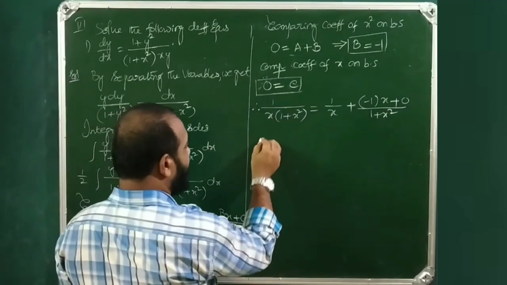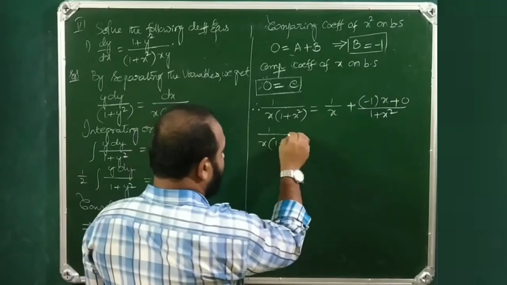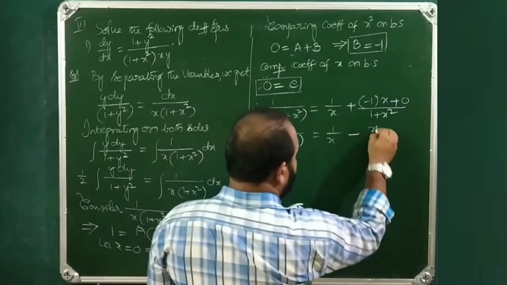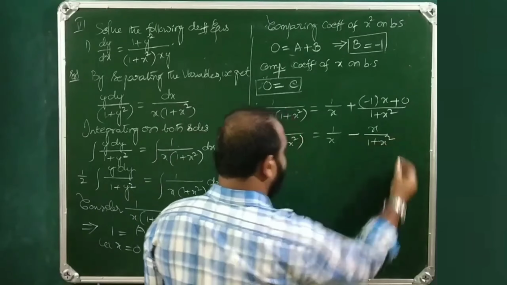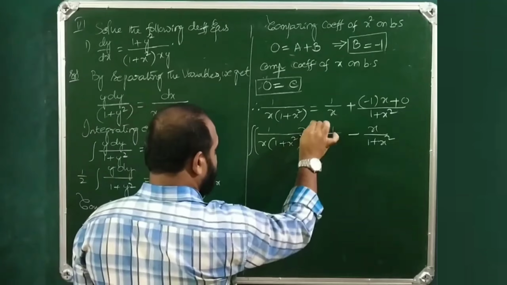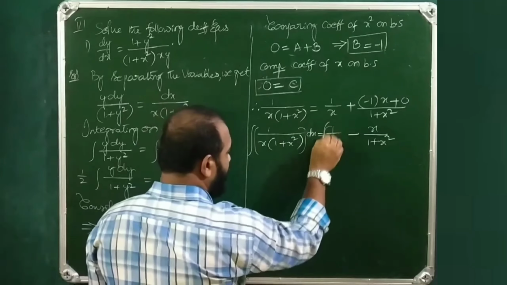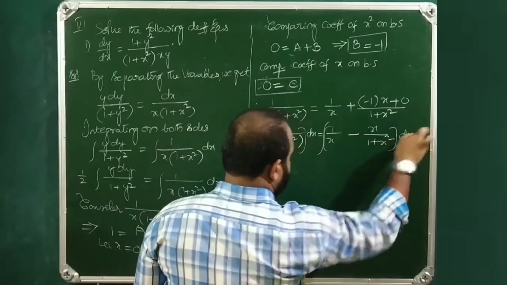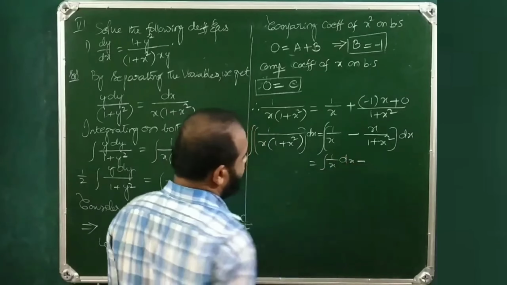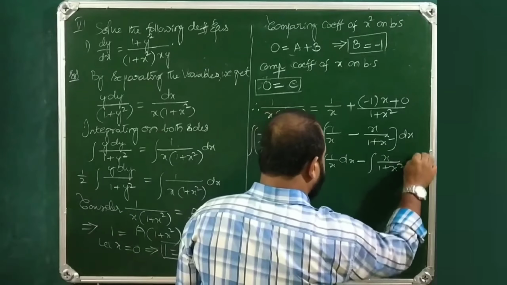So this is x by 1 plus x square is equal to 1 by x minus x by 1 plus x square. So now integral of dx is equal to integral of dx. So this is integral 1 by x dx minus integral x by 1 plus x square dx.